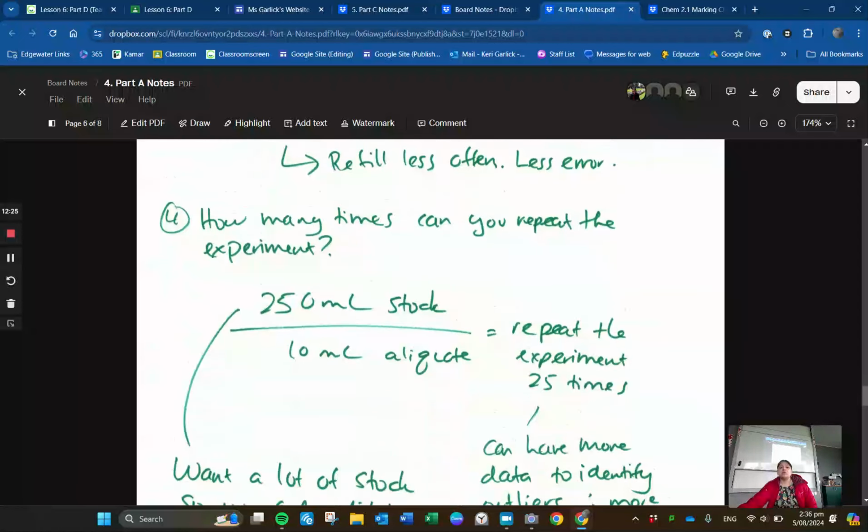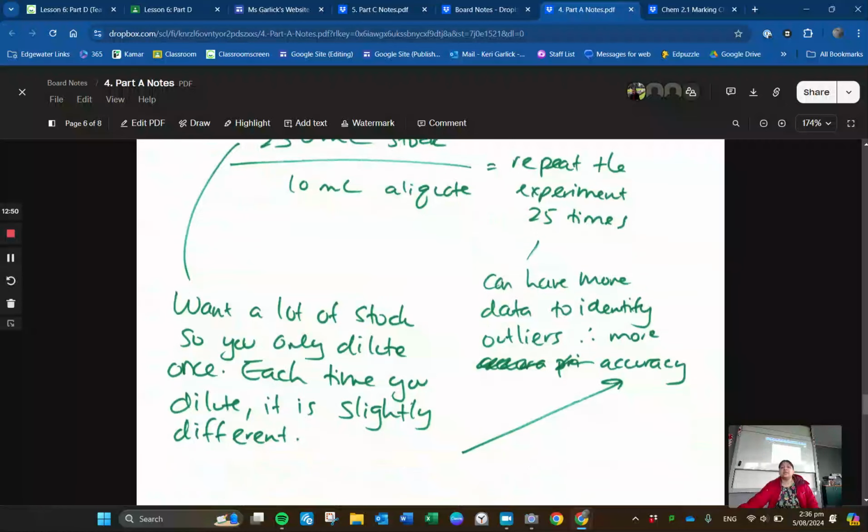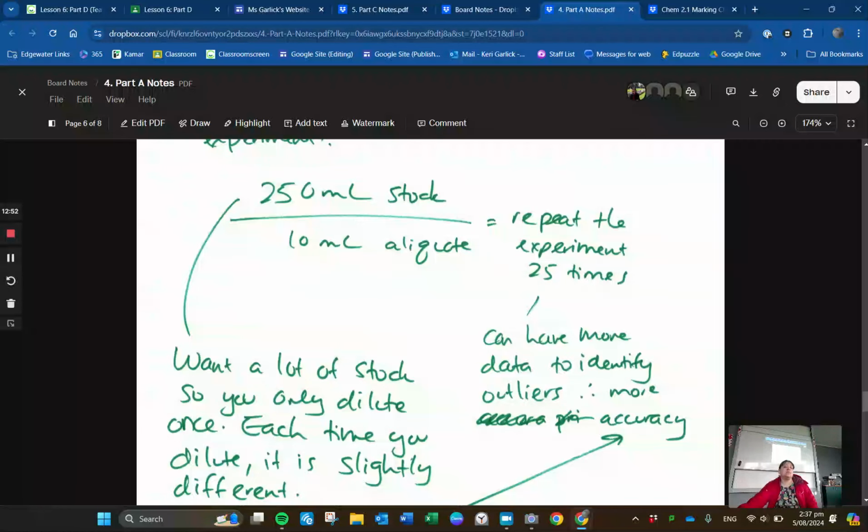The last thing you could write about is how many times can you repeat the experiment, because we know repeating the experiment is important to get our data and to identify outliers. And so you're thinking about the size of the stock you're making versus the aliquot you need to take of that dilution. So if I make a stock of 250 and I only need 25 mils of my the 250, then I could do the experiment 25 times before I run out of stock. So that's something that you can keep in mind, because the more data I have, the easier it is for me to identify outliers.